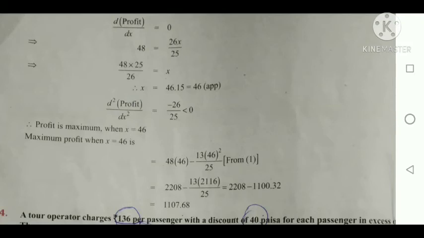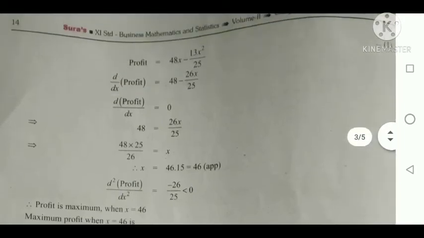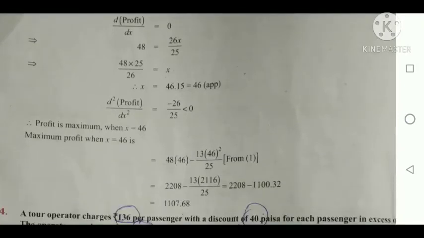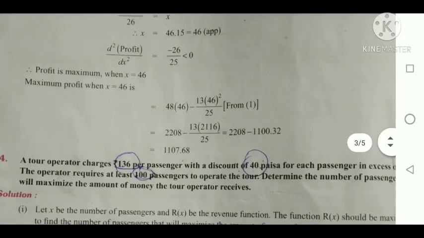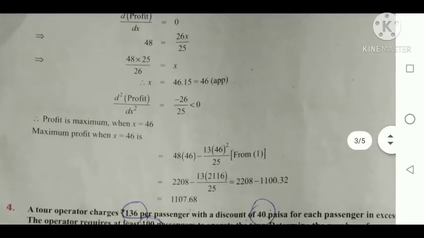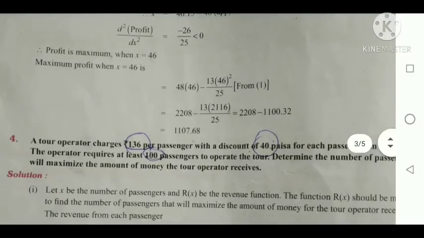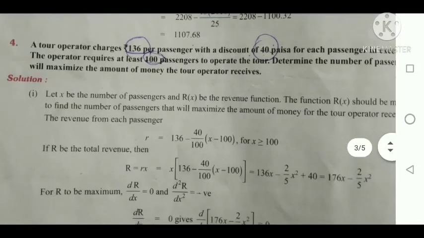So maximum profit is when x equal to 46. Substitute this value in the profit: 48 into x, that is 48 into 46, minus 13 into 46 square by 25. Substituting this in equation 1, we get the answer 1107.68. Okay, so this is the way we find the value. Next we move to the next sum.